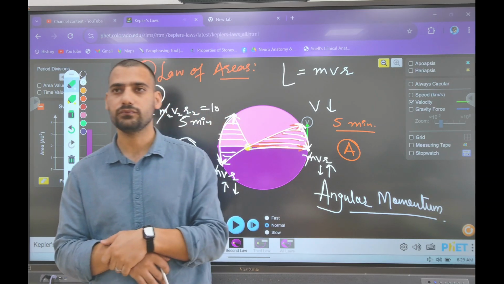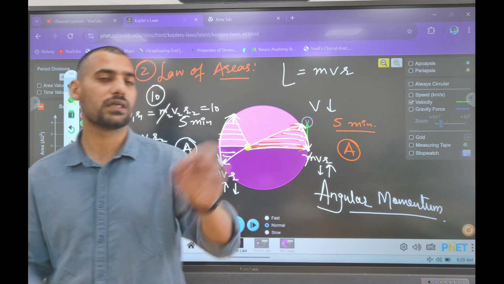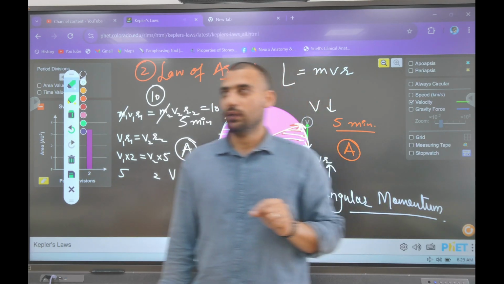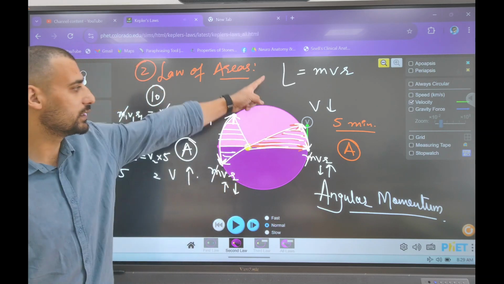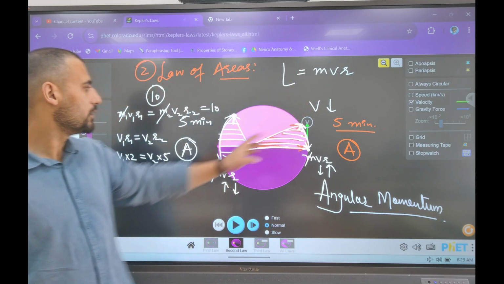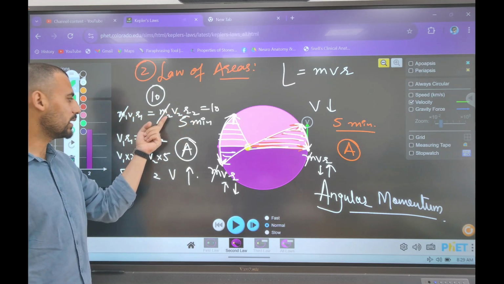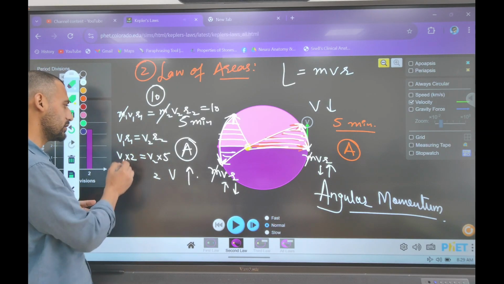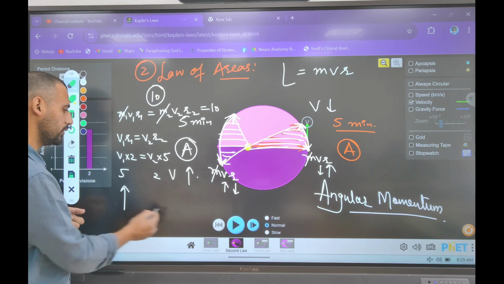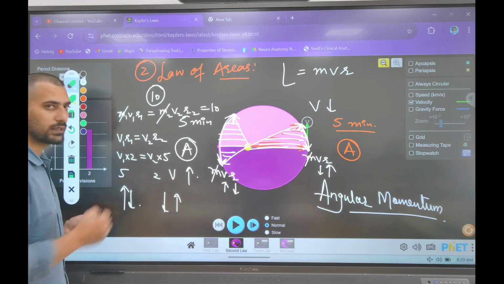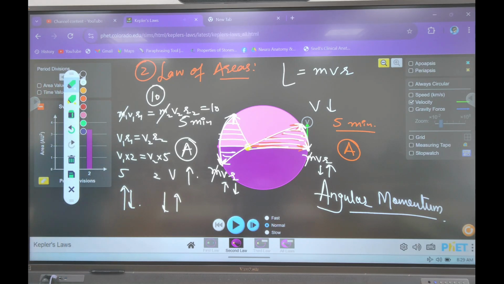Write it down. This is in accordance with the law of conservation of angular momentum. Full stop. L is equal to mvr. So m1 v1 r1 is equal to m2 v2 r2. Masses are same. You cancel them out, and therefore the velocity here is more, the velocity here is less. The radius here is more, and the radius here is less. Something like this, so that you don't forget what you learned.